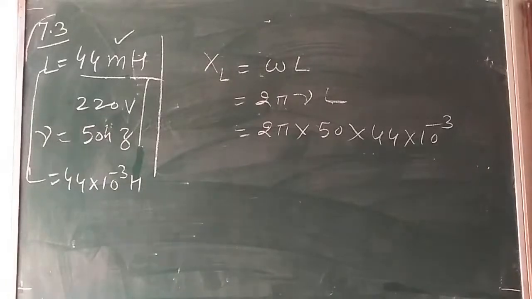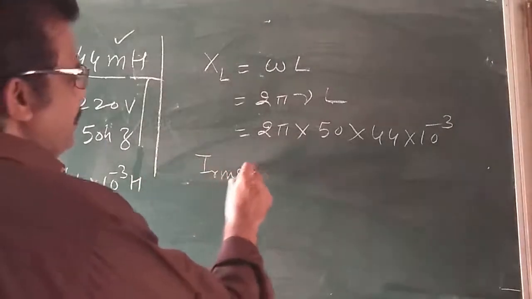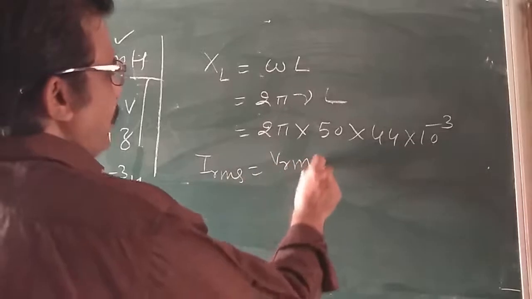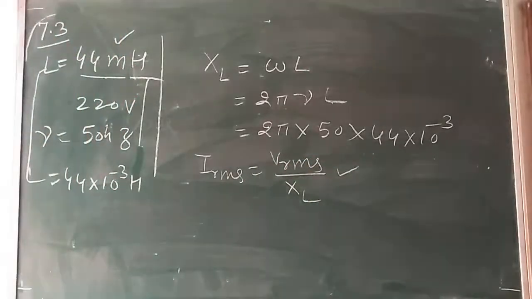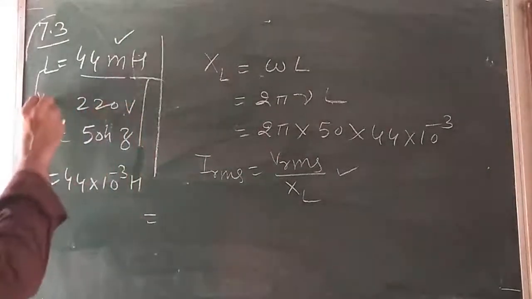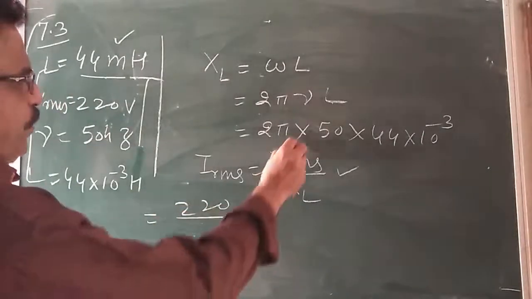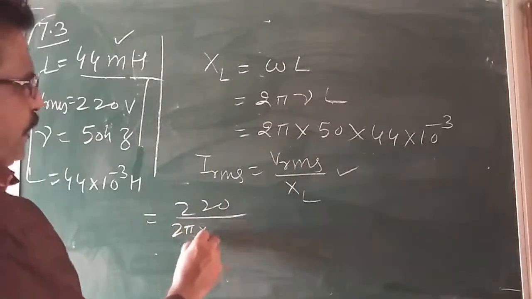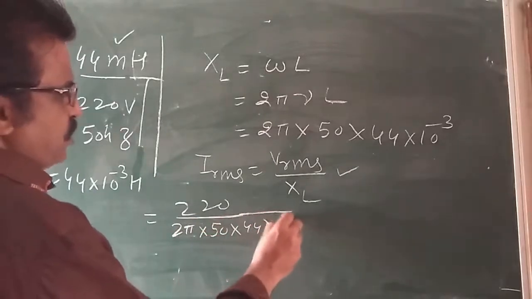Now, our problem is to find out the RMS value of the current, and that formula is I of RMS is equal to V of RMS divided by XL. ये हमारा formula है. So we can write V of RMS आपको दिया हुआ है, that is 220 divided by XL, 2 pi into 50 into 44 into 10 to the power minus 3.